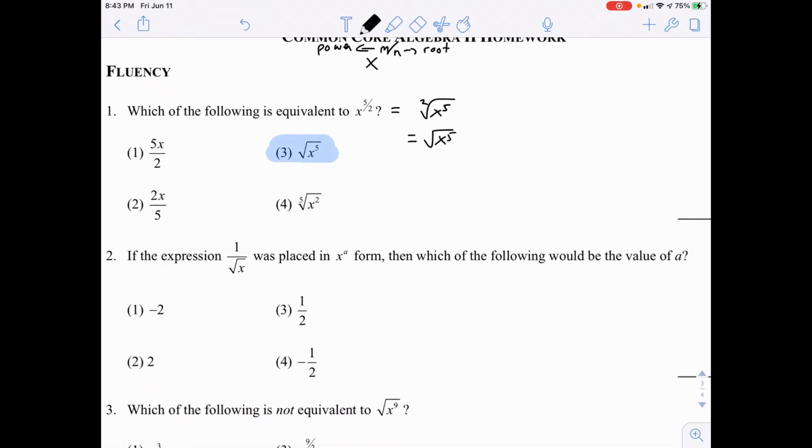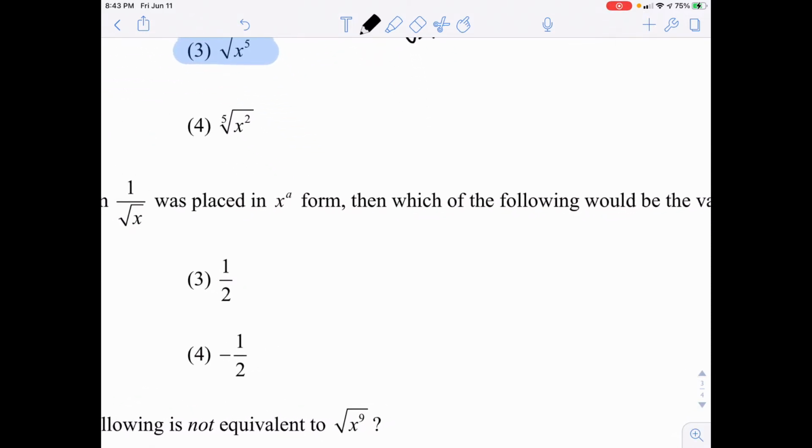In number 2, if the expression 1 over square root of x was placed in x to the a power form, then which of the following would be the value of a? Well, 1 over the square root of x, that's the same as 1 over x to the 1/2 power. But if I write it in this form, it means I have to write it like a negative exponent. In other words, bring it up. And I do that, and therefore a, the exponent, is negative 1/2.